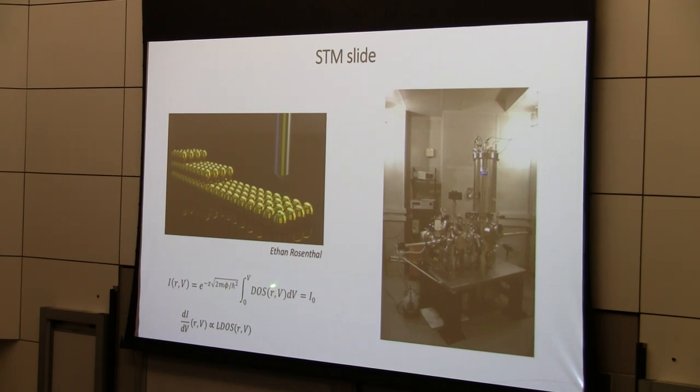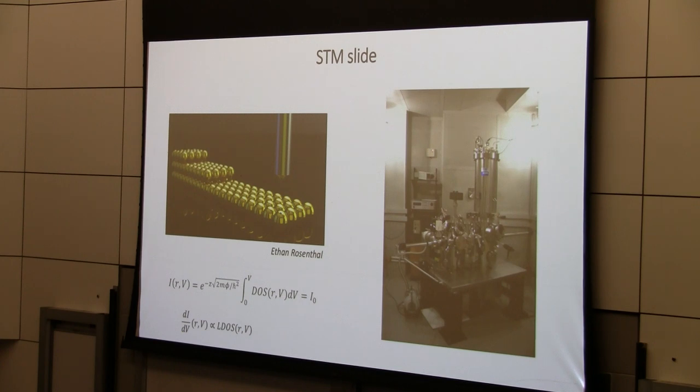And the important aspect of this is that the number of ways that you can tunnel in at a given energy is proportional to how many states you have available. So the more states you have available, the more current you get. And so the STM is a measurement of what the density of available states at a given energy and a given position is in the sample. And so that's what we're after.